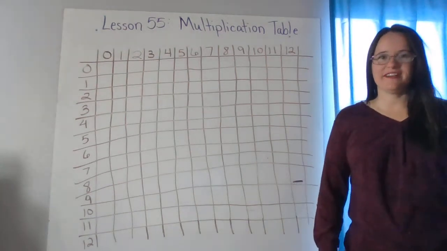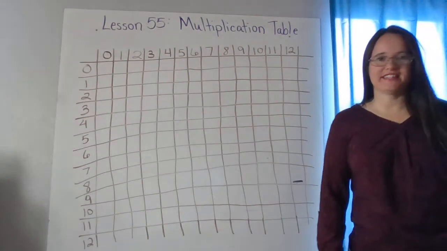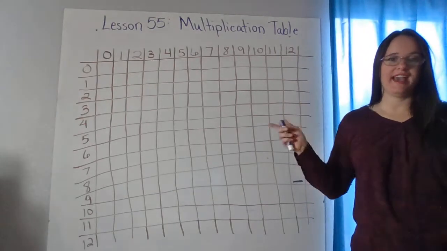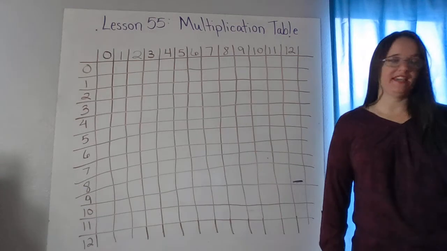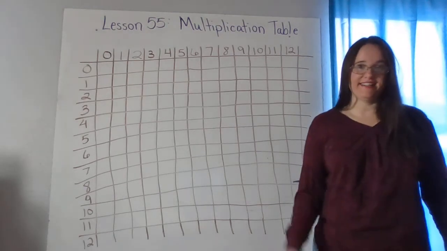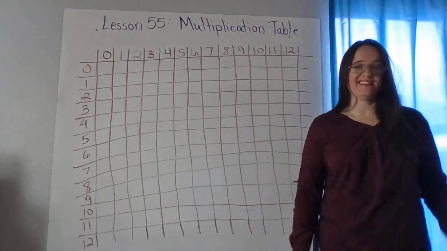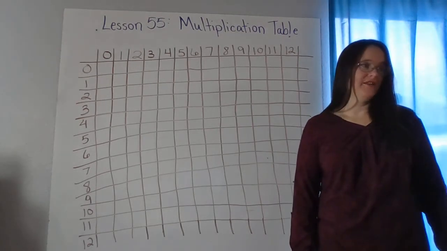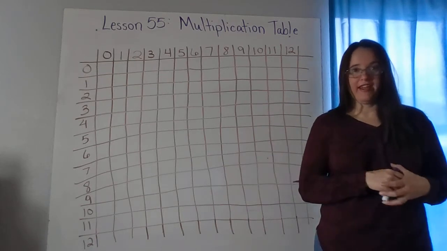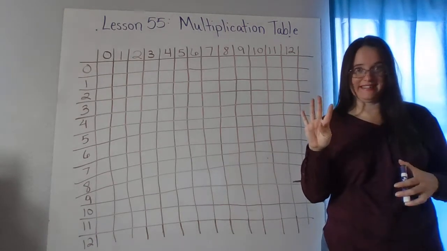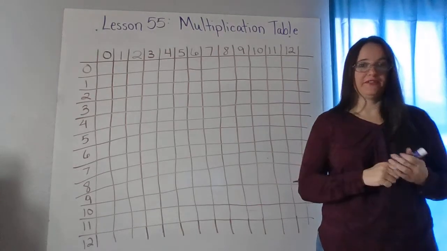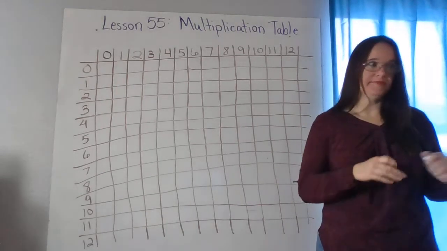Hi class, today we are on lesson 55 of Saxon Book 3, and today I'm going to show you how to fill out a multiplication table. So if you are in my class, you're going to start doing these on about a weekly basis with the goal of being able to do it by the end of 4th grade in 4 minutes. So let me show you all the tricks I know to be able to do this as fast as possible.